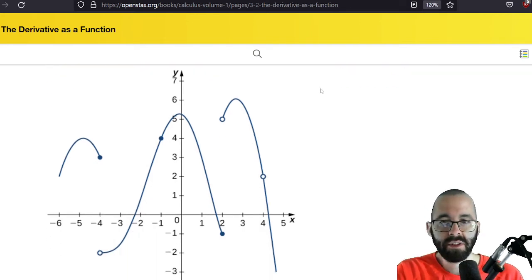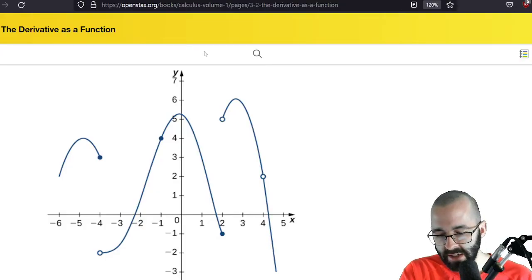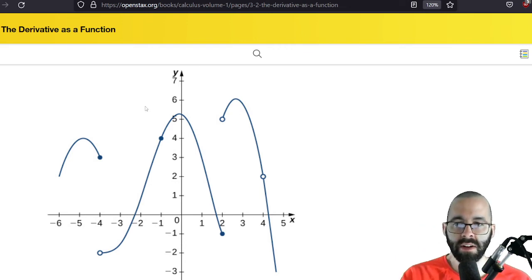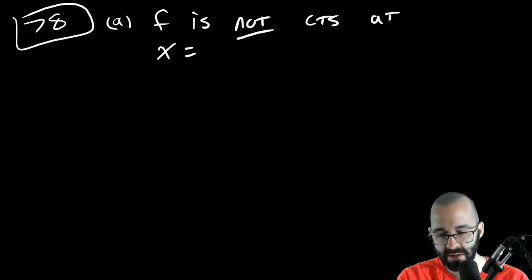All right, so let's do the first thing first. Where is f not continuous? F is not continuous at x equals. So remember, there's a couple different kinds of discontinuities. It's not continuous at -4. That's a jump discontinuity. The limit from the left is different from the limit from the right.